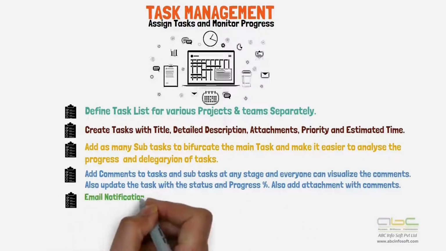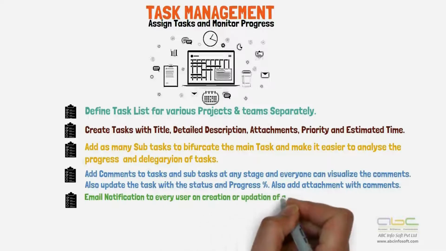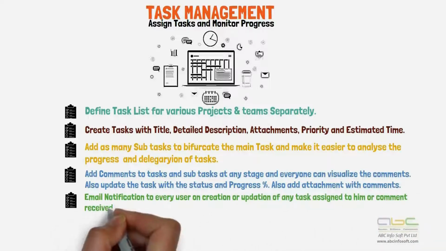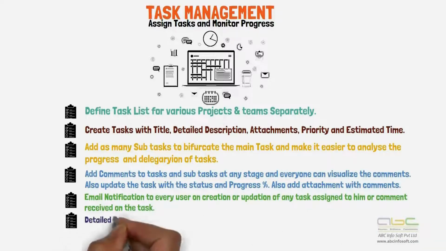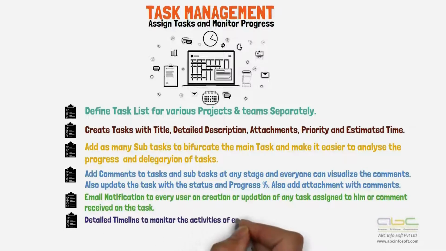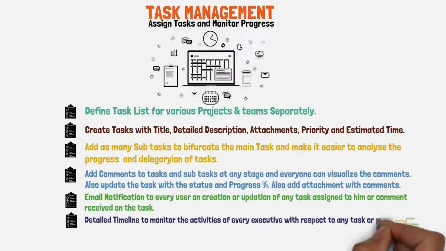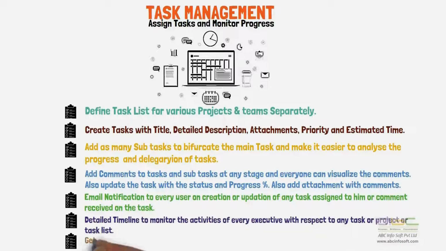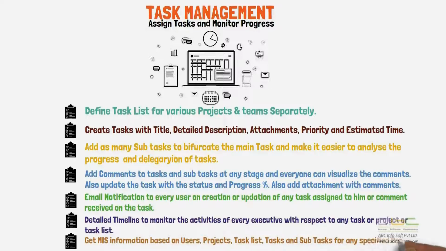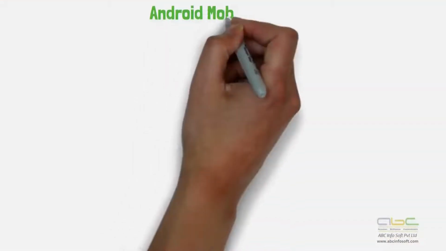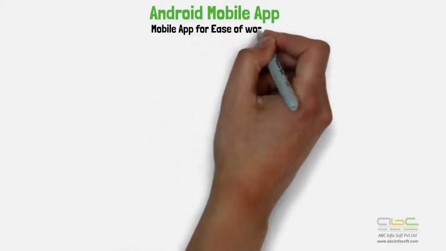Email notification to every user on creation or updation of any task assigned to him or comment received on the task. Detailed timeline to monitor the activities of every executive with respect to any task or project or task list. Get MIS information based on users, projects, task list, tasks and subtasks for any specified period. Android mobile app for ease of working.